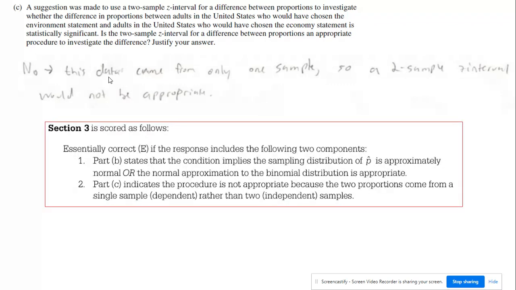So how did you get credit for section 3? Section 3 was made up of parts B and C, and it required you to get both of them correct. So to get the full credit for section 3, you had to state that the sampling distribution would be normal. And for part C, you had to say, no, it's not appropriate because it came from 1 sample. Okay, so both of those parts would be required to get the E. If you only had one of them, you got a P. If both of them were missing, of course, you get an I.